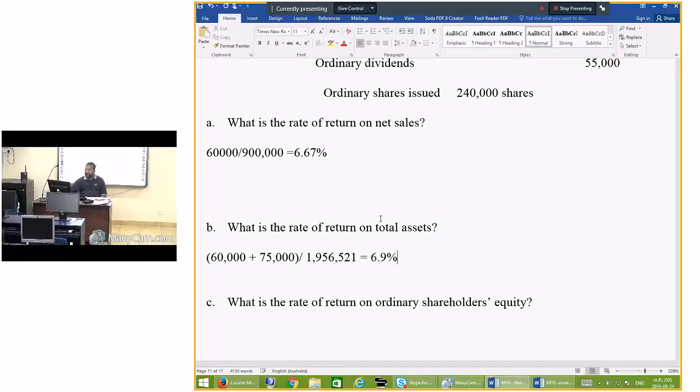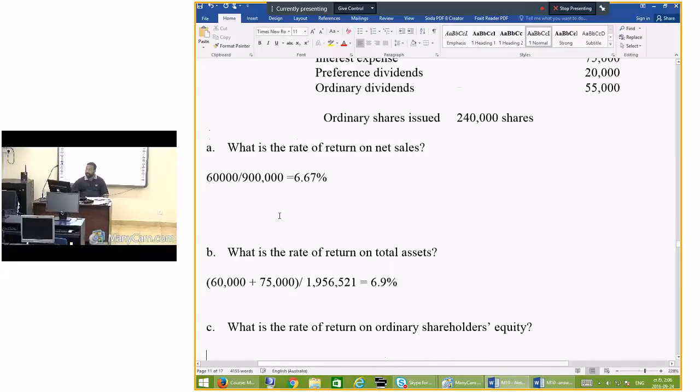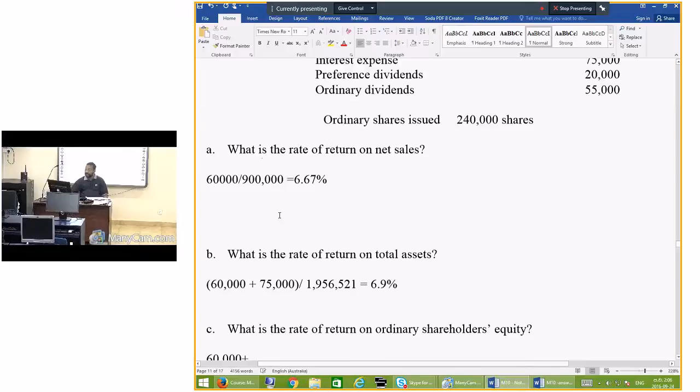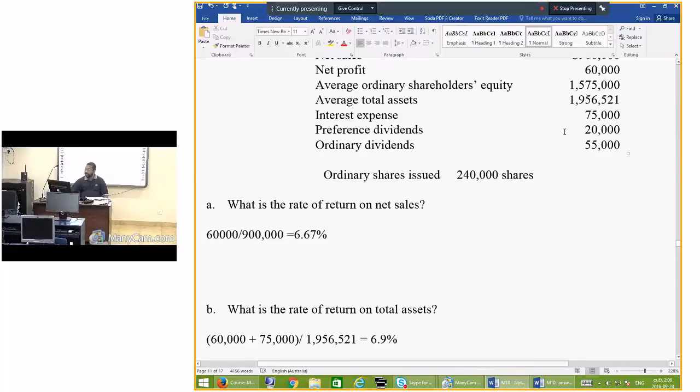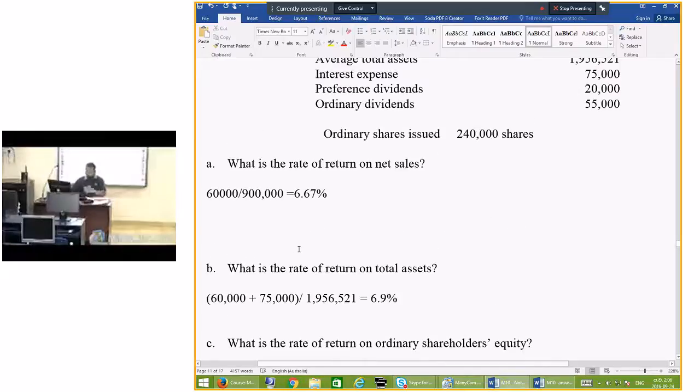What is the rate of return on ordinary shareholders' equity? We take the net profit 60,000 and subtract the preference dividend, which is 20,000. Then this is the profit available for ordinary shareholders. Divided by ordinary shares 50.